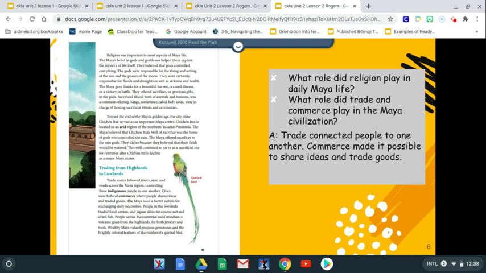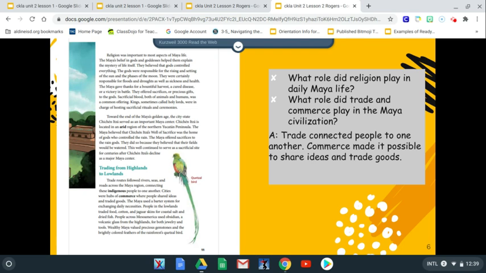People across Mesoamerica used obsidian, a volcano glass from the highlands, for both jewelry and tools. Wealthy Maya valued precious gemstones and the brightly colored feathers of the rainforest bird. Oh, look at that beautiful bird.